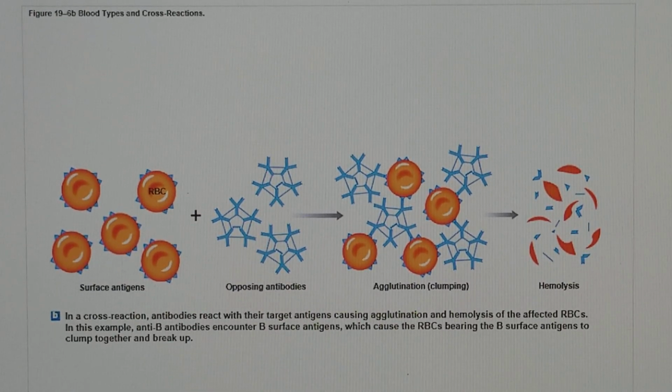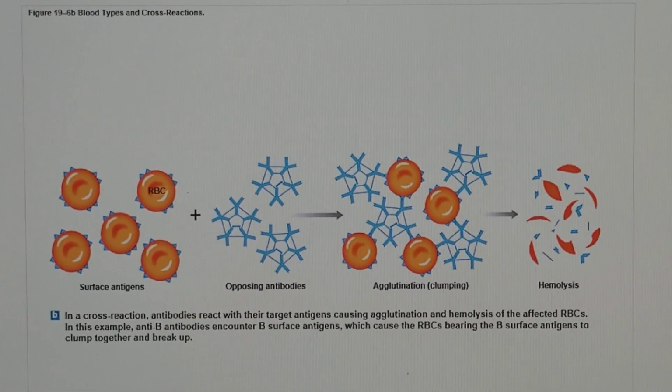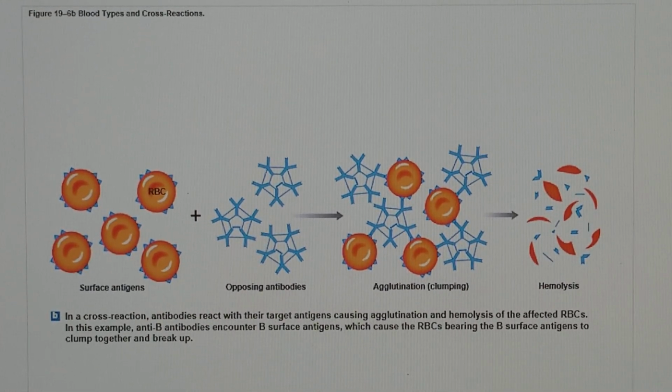The following picture is a cross-section of antibodies which react with target antigens, causing agglutination and hemolysis of the affected red blood cells. In this example, anti-B antibodies encounter B surface antigens, which cause the red blood cells bearing the B surface antigen to clump together and break apart.